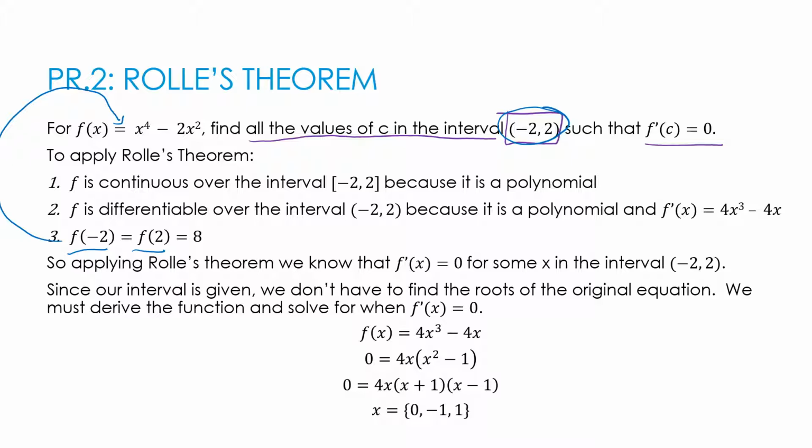So again, applying Rolle's theorem, we know that f prime of x equals 0 for some x. So I know there's at least one. How do I know what they are? Well, I'm going to take my f prime, f prime of x is equal to 4x cubed minus 4x. I'm setting that equal to 0, and then I'm solving. Through algebra, I have found 3 critical values at which I'm going to have a horizontal tangent line.